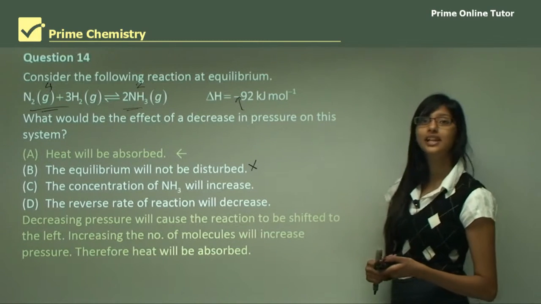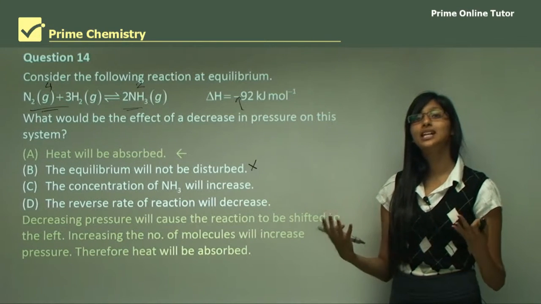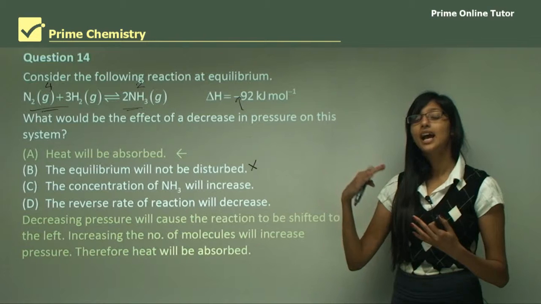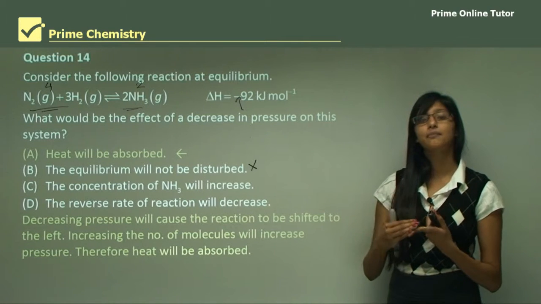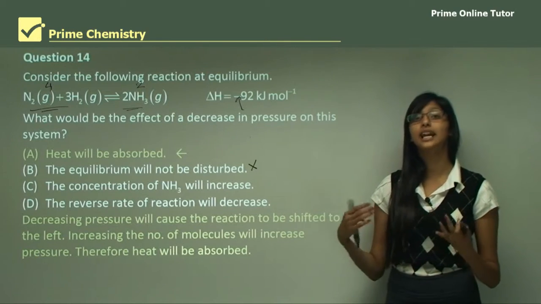This brings us to the end of the question session. In this topic, we looked at Le Chatelier's principle and how different things such as temperature, pressure, catalyst, and concentration of reactants and products affect the state of equilibrium.